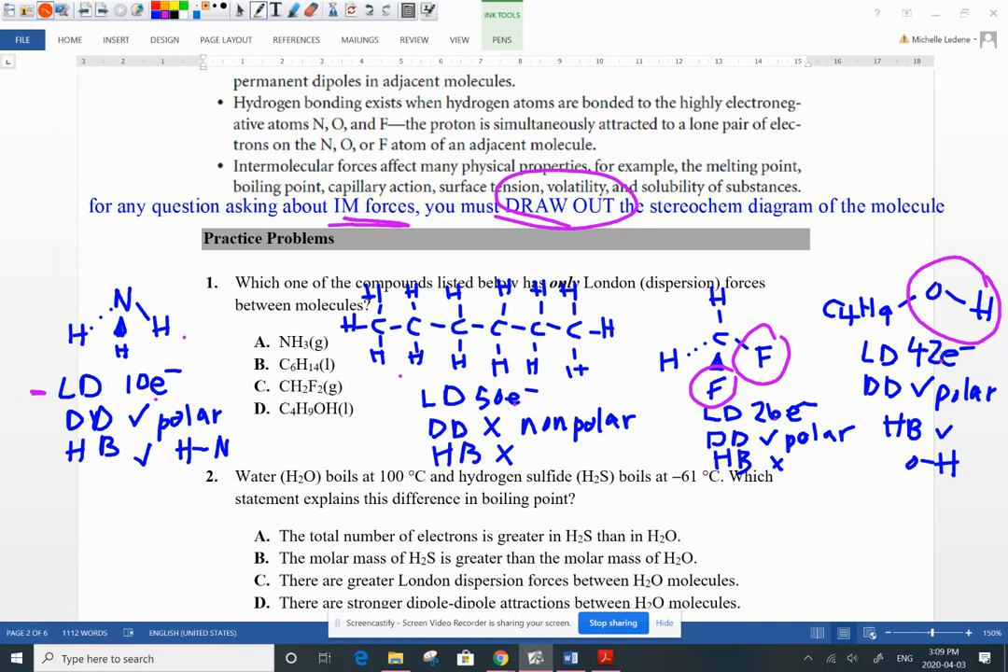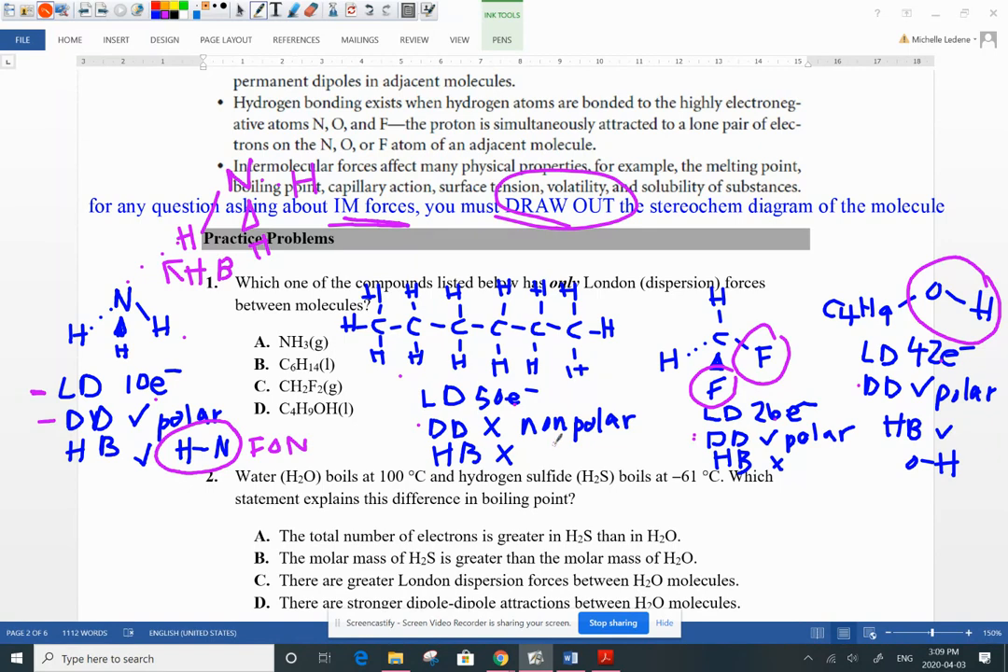So if we're just looking at London forces, ammonia has the least. But then there's other forces to consider. So once you've drawn out, you look and see, well, this guy's polar, this guy's not polar, this guy's not polar, and this guy is polar. Hydrogen bonding: there are two molecules here. There's an N to an H. Remember, hydrogen has FON, and so we have the N to the H, and the hydrogen bond would be between another ammonia molecule, and this would be the hydrogen bond between those two molecules. Okay, so that guy has a hydrogen bond.